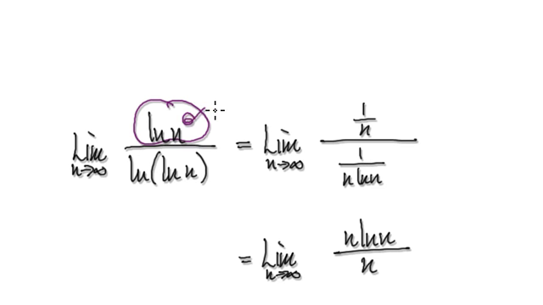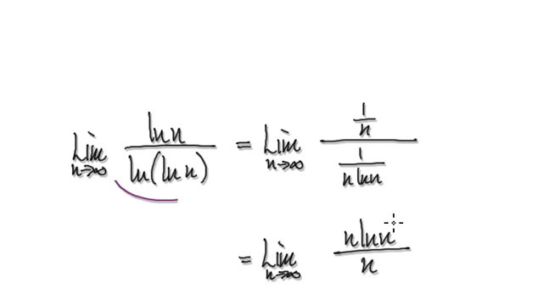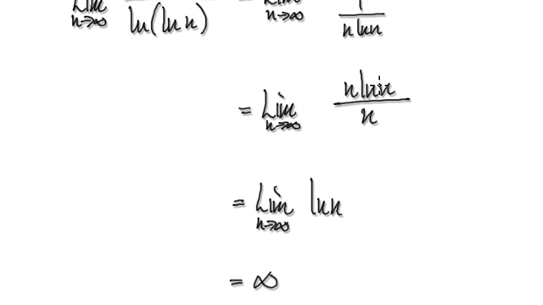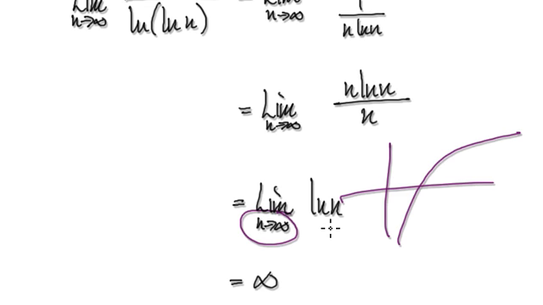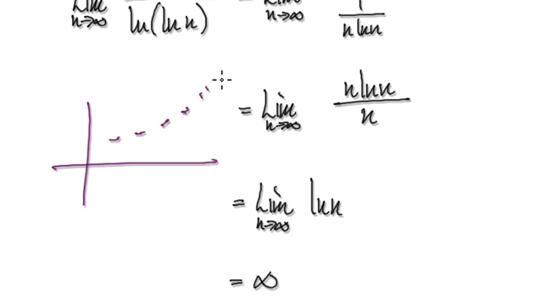So applying L'Hopital's rule, differentiate this, that will then give you this. Differentiate this, that will then give you this. Tidy this up, that will then give you this. So the two ends will cancel each other out, leaving you with this. So as n heads towards infinity, natural log of n will just get bigger and bigger and bigger. It's going to head towards infinity. So you've got a sequence that keeps on getting bigger and bigger and bigger.